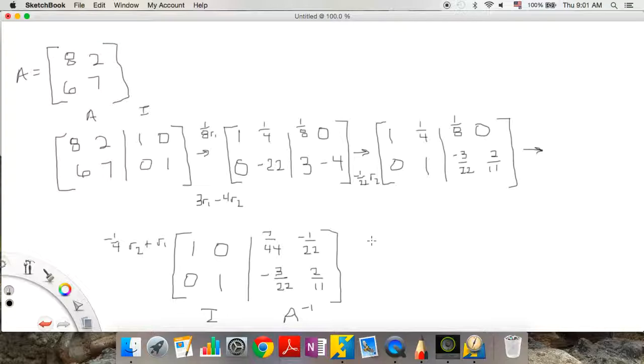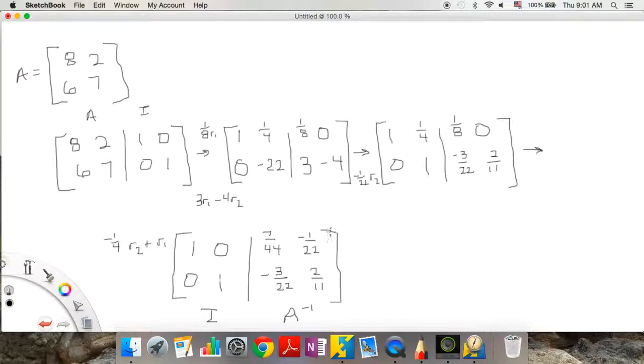You can use the formula 1 over the determinant times, and then switch the main diagonal and change the signs on the other diagonal, or you can do an augmented matrix with the identity on this side and do your row operations till you end up with the identity on the left instead. Now, the thing about this one is this works for all sizes. So you can augment it with your identity no matter what size it is. It has to be square, but it can be 2 by 2, 3 by 3, 4 by 4, whatever. And then you can do your row operations so you end up with your identity on the left, and then you'll have your inverse on the other side.